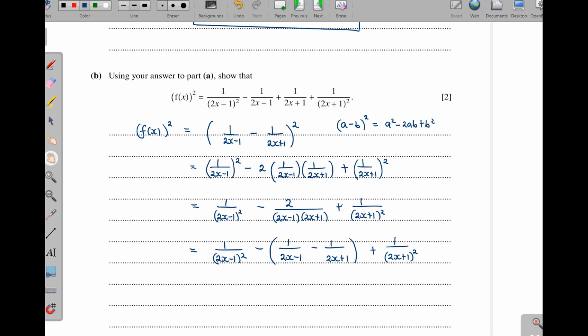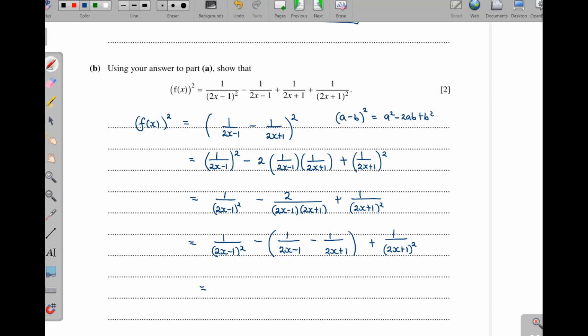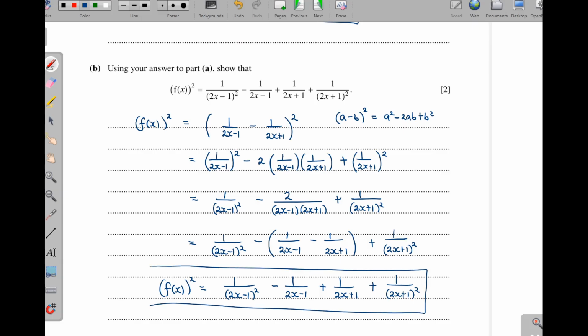squared. Okay, now if we open the brackets, that means we are going to have 1 out of (2x minus 1) squared, because this minus here affects this and it becomes a minus, 2x minus 1, and then a minus and a minus, that one becomes what? A plus. 1 out of 2x plus 1, then plus 1 out of (2x plus 1) squared. Isn't it what we are having up here? I think that is what we are having. So f of x squared is this one here.